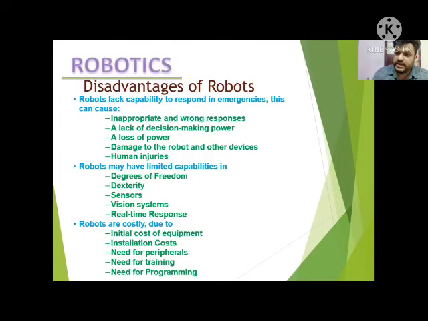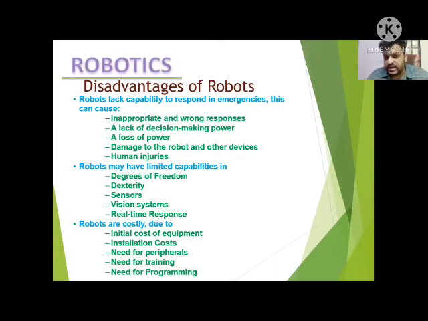Okay. Now there are also some limitations of robots that you should know. What are the limitations? First limitation is that a robot is very costly. You know that a robot has a large number of sensors and many other things, actuators, etc. So this is a very costly thing.